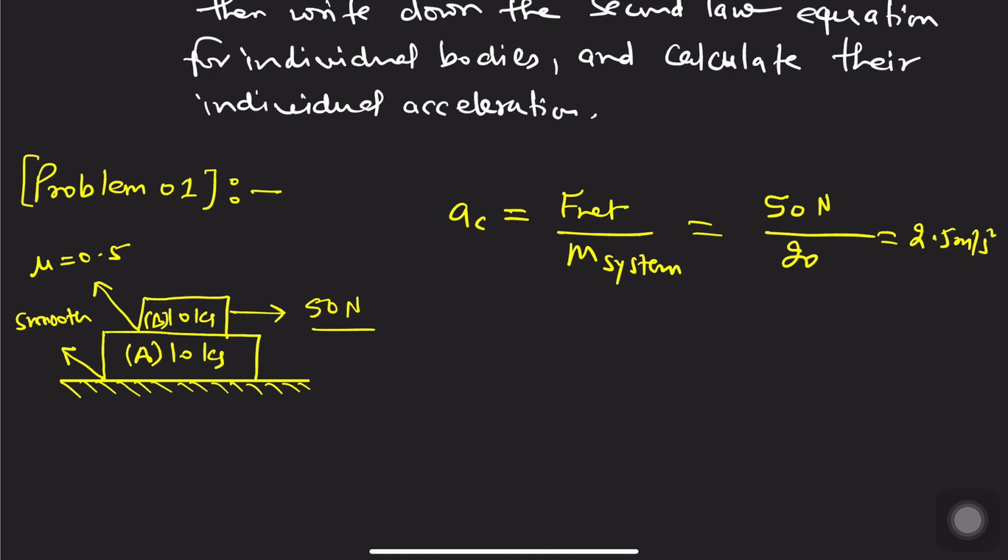Now let's check whether we have that much friction force available between these two bodies which can help both to move together. Please listen carefully: if this 10 kg block is also moving in the forward direction with an acceleration of 2.5, it needs some force in this direction. Is there any force acting on this body? The answer is no. There is no force acting from outside, so there should be some force which acts internally.